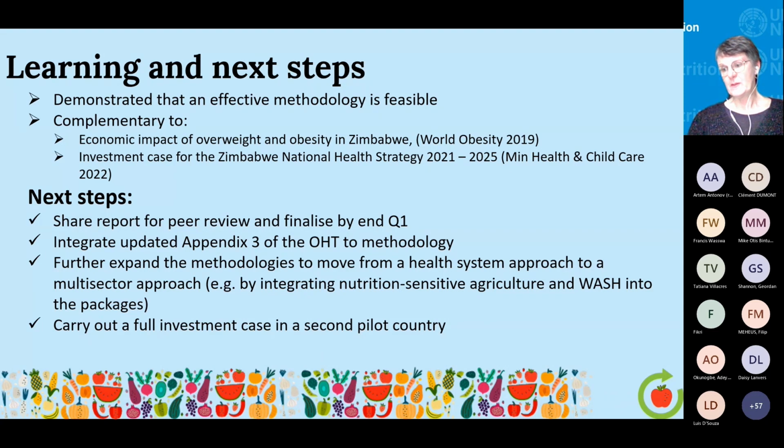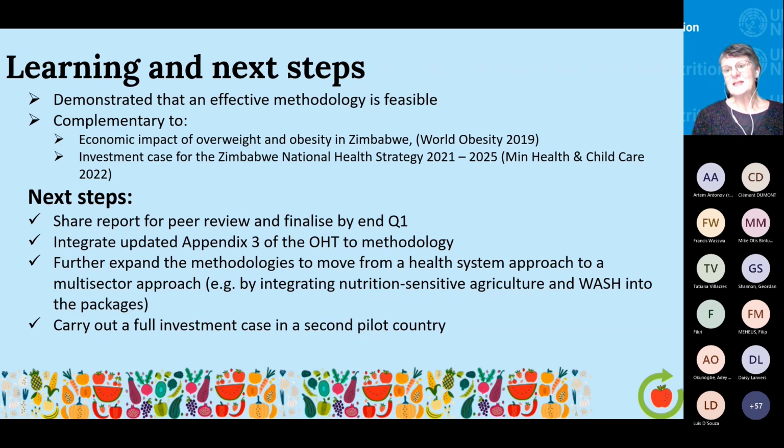What our learning was so far, we're still finalising the report and making that available, is that we demonstrated that an effective methodology is feasible. What we've learned since we developed our methodology is that there was an economic impact of overweight and obesity study carried out by World Obesity in 2019. So our work is very complementary to that. And then recently published is the investment case for the Zimbabwe National Health Strategy. So our work also complements those 2 pieces of work.